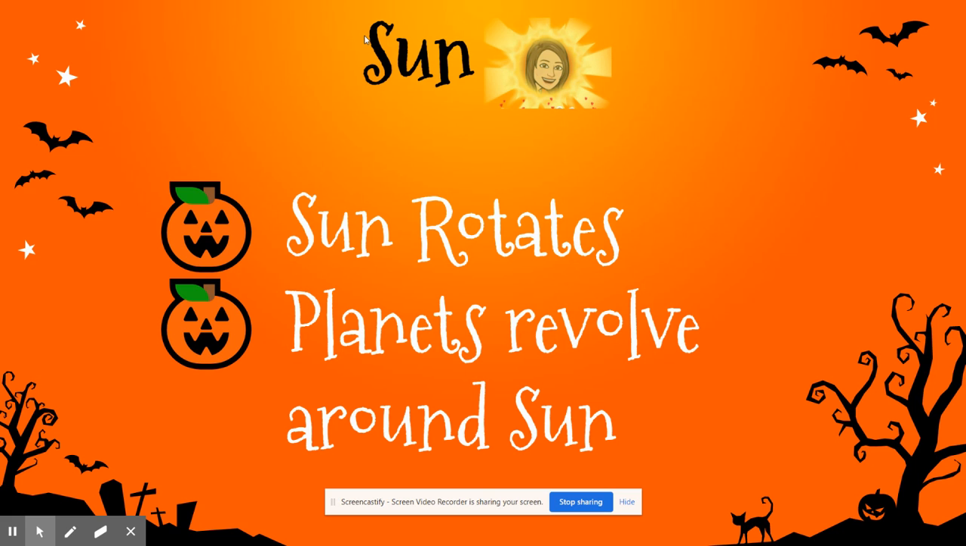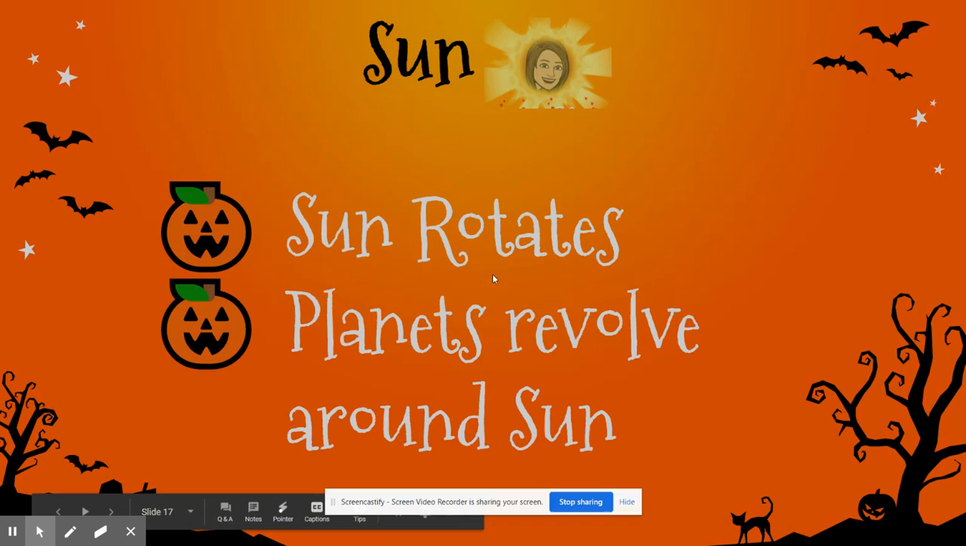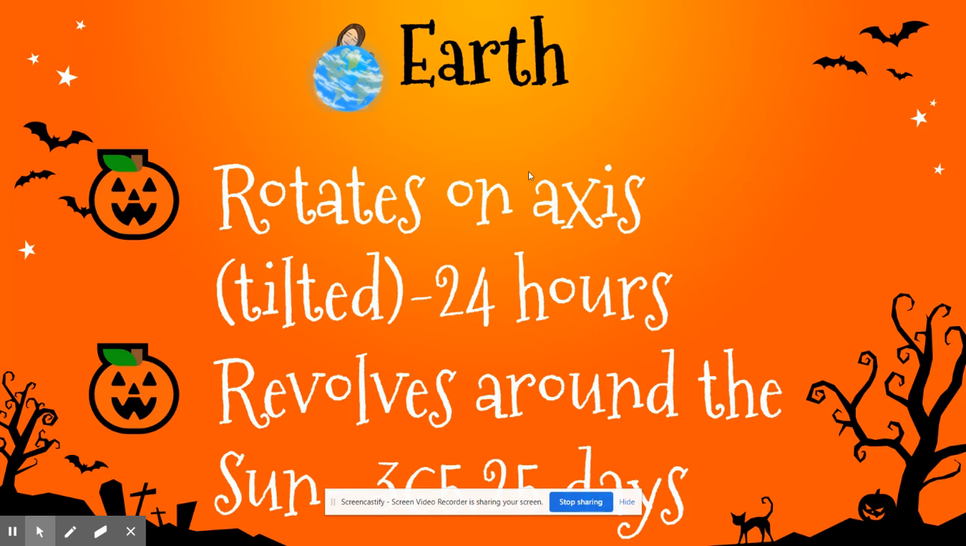The sun. So you can write this on the same page that you have written these down. The sun rotates and planets revolve around the sun. Pause the video if you need to. Earth. Earth rotates on its axis. It takes 24 hours to rotate one time. This creates one day. Revolution or revolves, the Earth revolves around the sun, and it takes 365 and 25/100 or 1/4 of a day to go all the way around the sun.